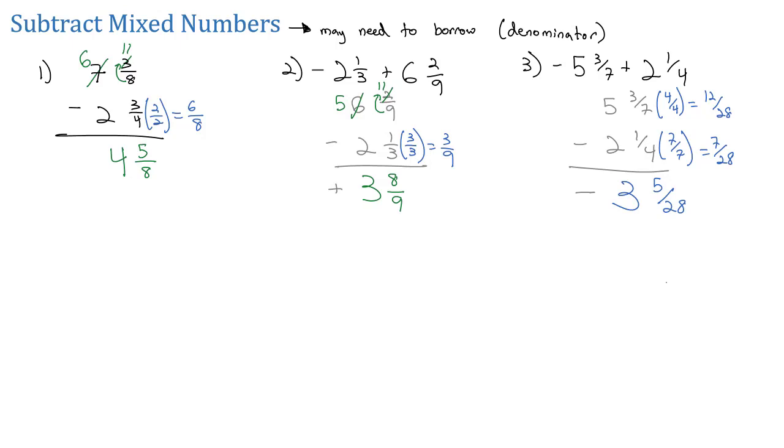So subtracting mixed numbers, we can do it with the mixed numbers. We just have to be aware that we might have to borrow from the whole number. When we borrow, we add the denominator to the numerator. It's your turn to look at doing some of these operations with mixed numbers. Let your instructor know if you have any questions.